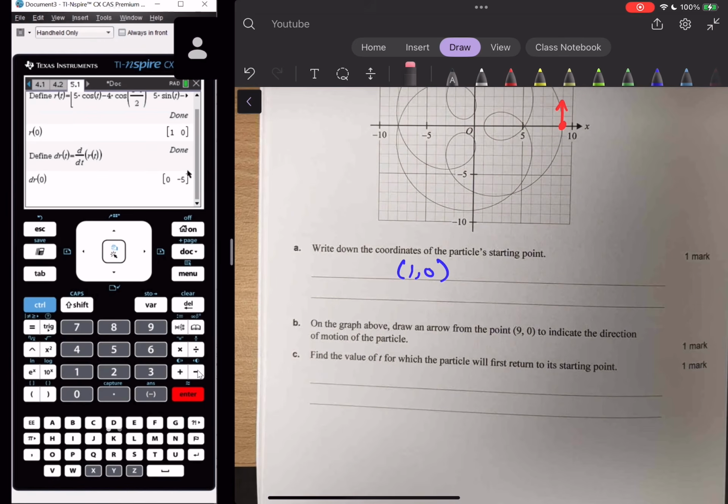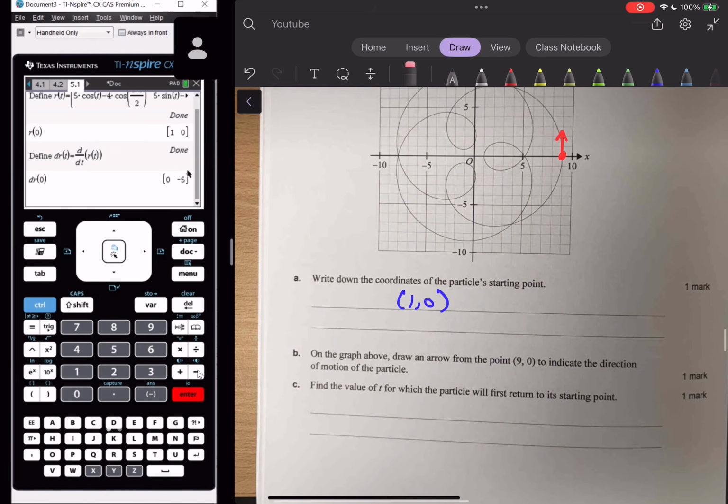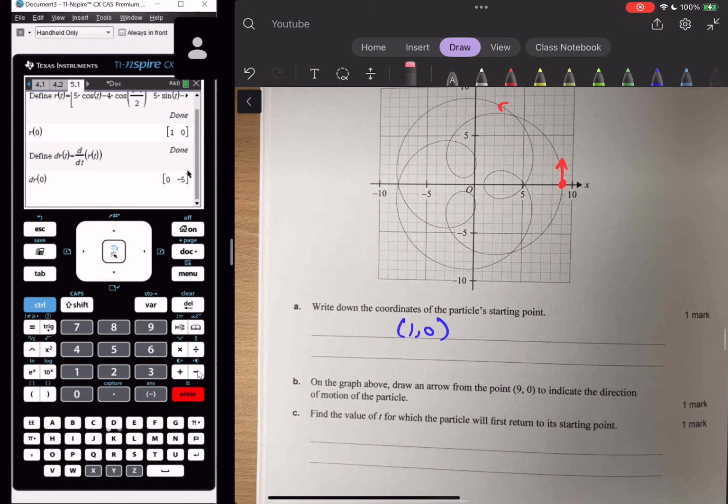Find the value of t for which the particle will return to its starting point. Well, what we can do is we can just solve r of t equals 0, 0 and see what we get.